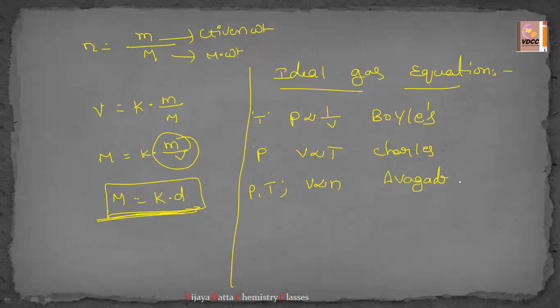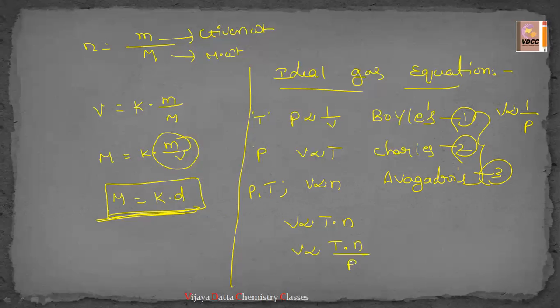So the gas which obeys all these three gas laws is said to be the ideal gas. This one is 1, this is 2, this is 3. From 2 and 3, V proportional to T into n, we can write. From the first, P proportional to 1 by V, so we can write this as V proportional to 1 by P. So V is proportional to T into n by P, because volume is directly proportional to temperature, directly proportional to number of moles, but inversely proportional to pressure. That is what we have written here.